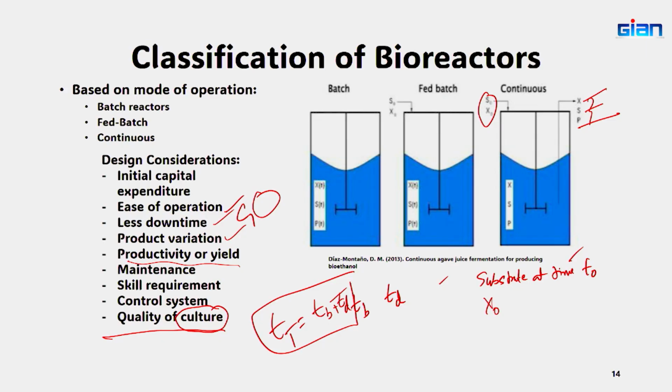Maintenance is another thing. The skill requirements, don't consider that for your own case studies. That won't be necessary. Control systems, yes, would be very, very important. The type of feedstock that you are going to use will also define.